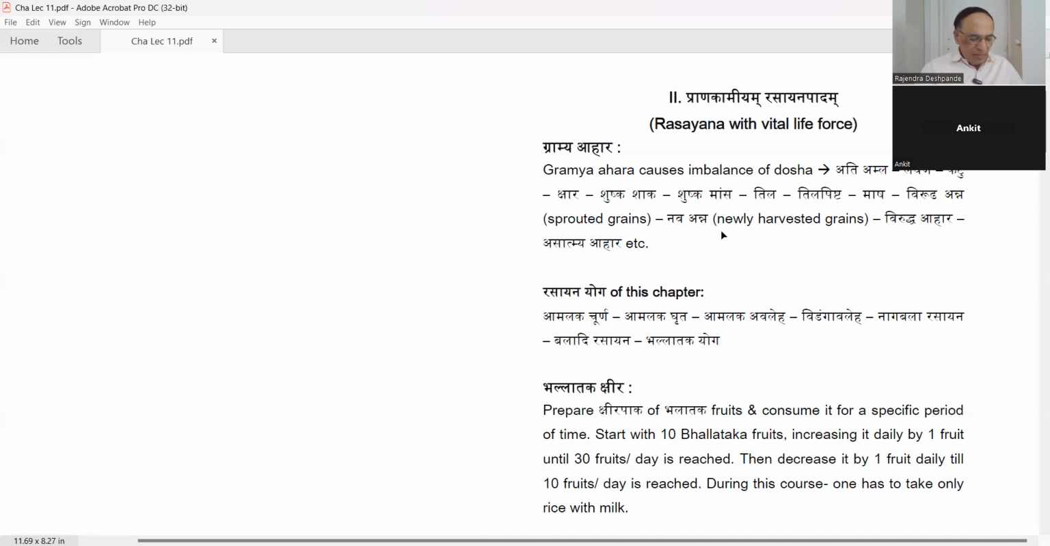Deha and Mana Santapa is the Vyadhi Pratyatmaka Lakshana. Jvara Vyadhi Pratyatmaka, the very special feature is Deha and Manasa Santapa. Okay.